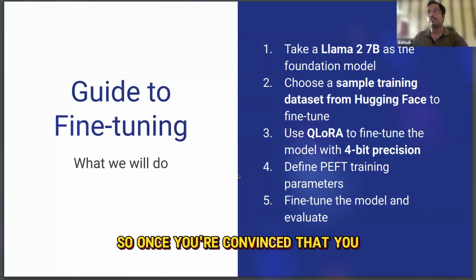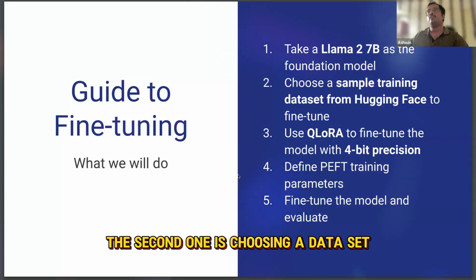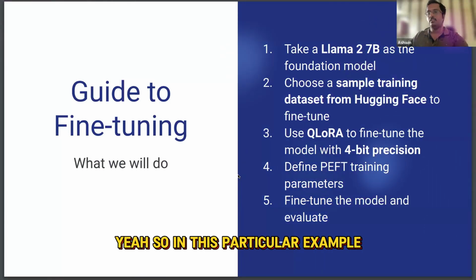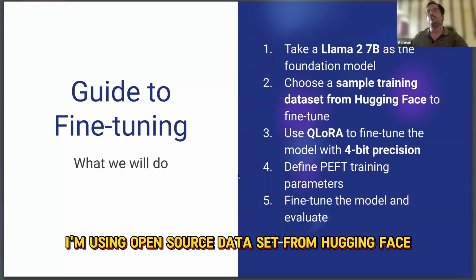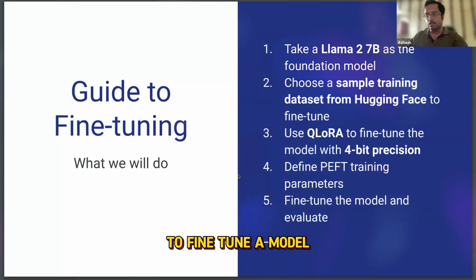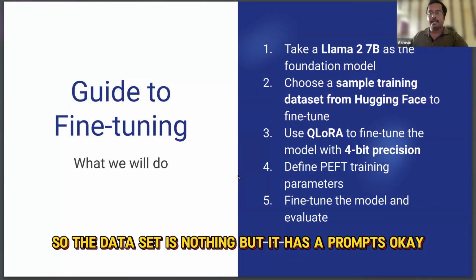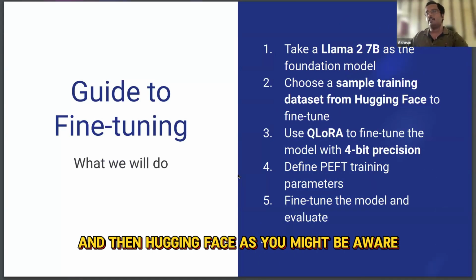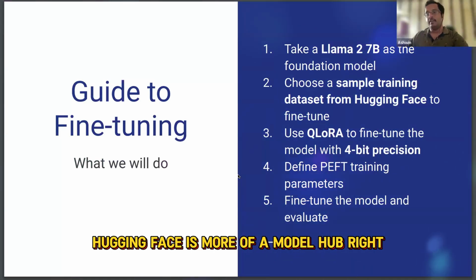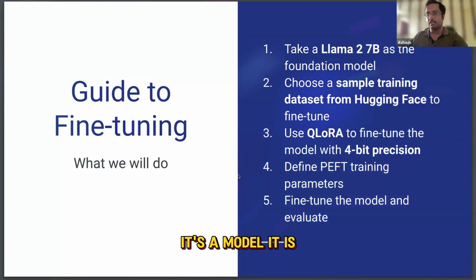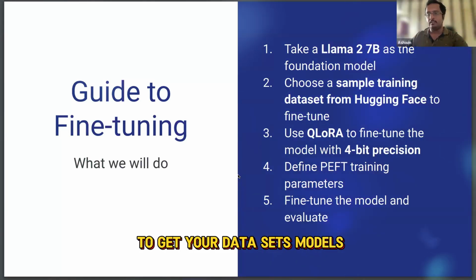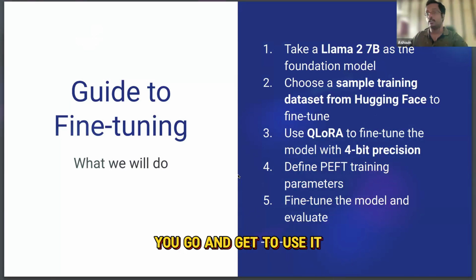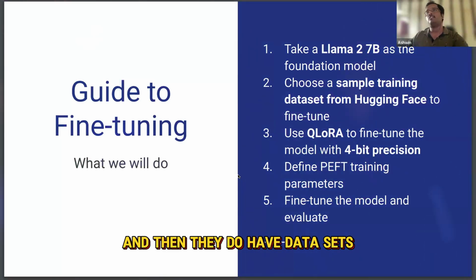Okay, so once you're convinced that you really need fine tuning, the second step is choosing a dataset. In this particular example, I'm using an open source dataset from Hugging Face to fine tune a model. The dataset is nothing but prompts, for example Q&A. And Hugging Face, as you might be aware, is more of a model hub, right? It's a model registry. It's a place where you go to get your datasets, models, fine-tuned models. And they do have datasets specific to the foundation model.